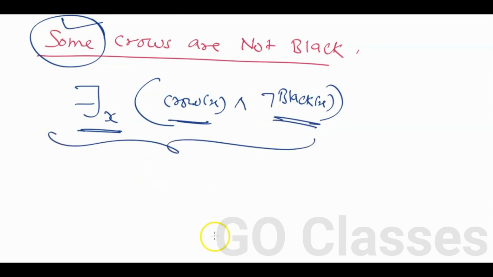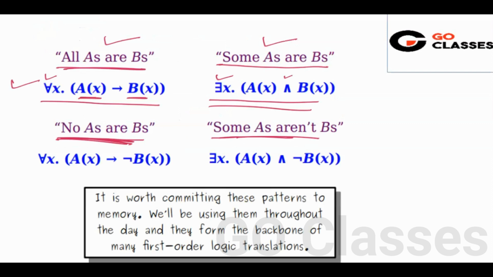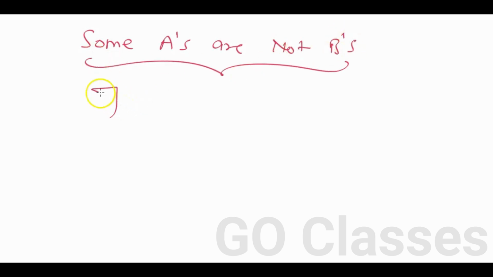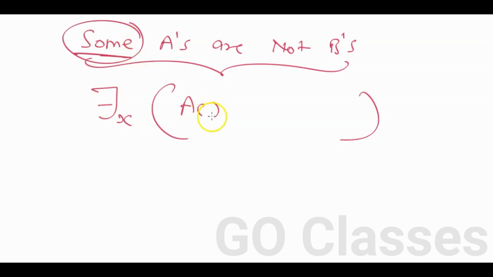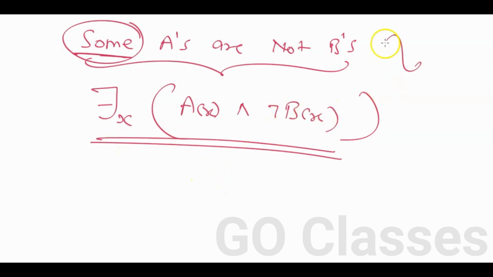So what is the template? The template is very simple. Some A's are not B's. It means there exists some X such that it is A and it is not B. So at least one A is not B. Some A's are not B's. So this is the template.